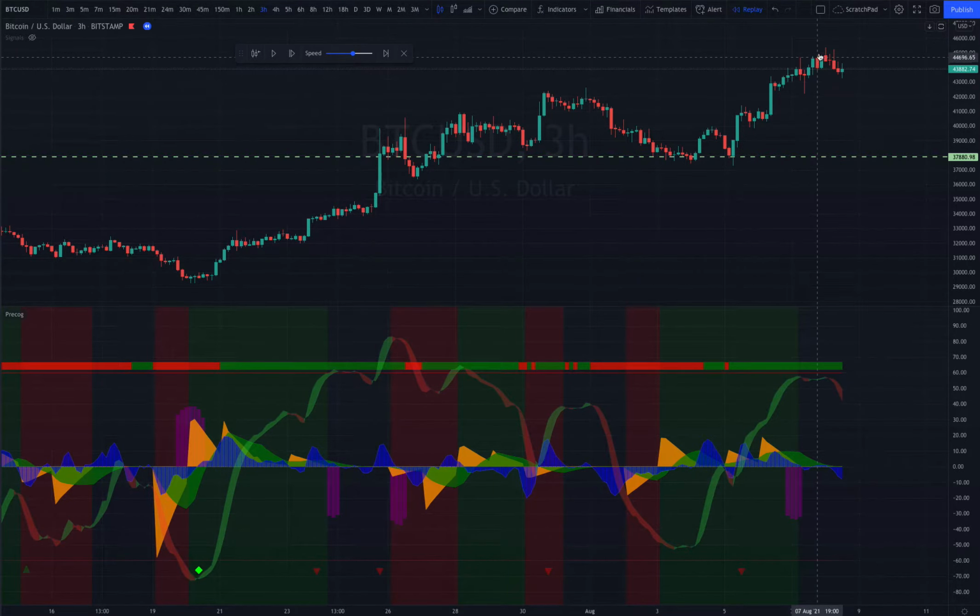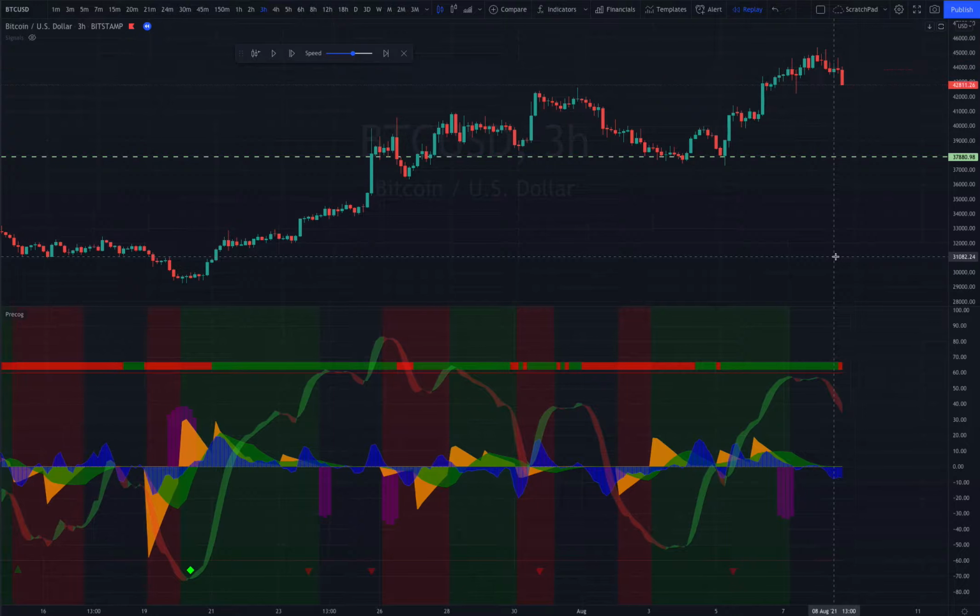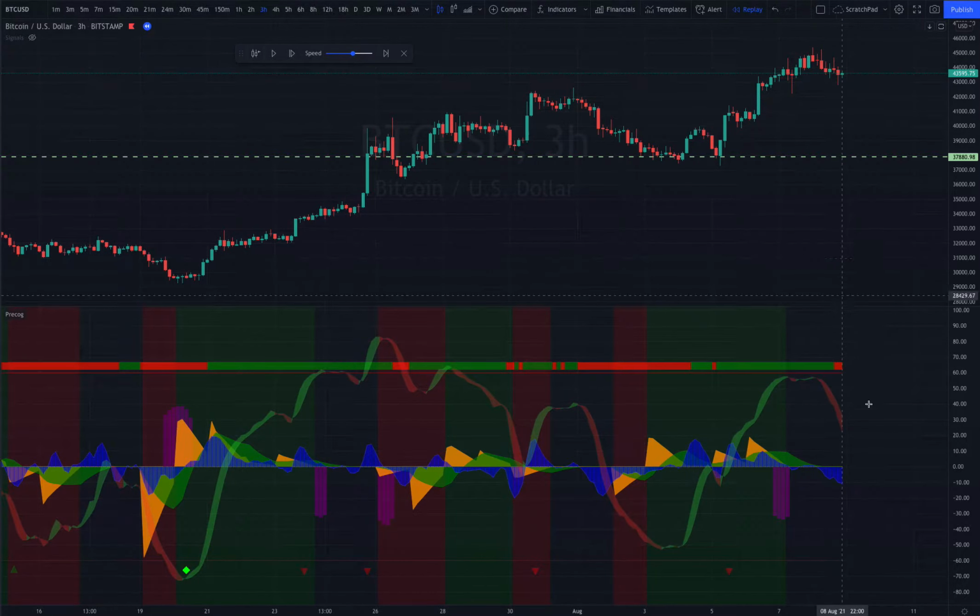And sometimes I see the price going up. Down, I don't care. I'm just looking at my signals. Okay, so right now I have a red bar. Blue is down. I don't see green. And I don't see orange.